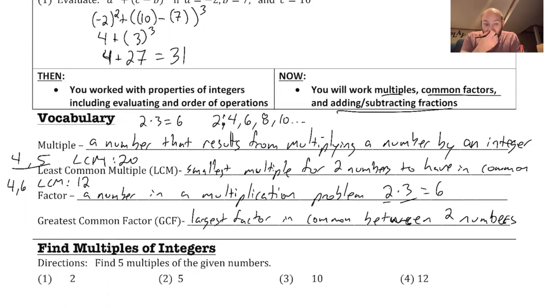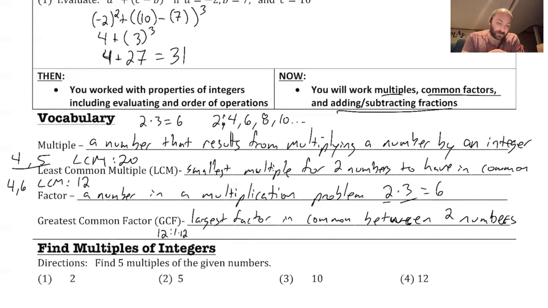Okay, so greatest common factor is the largest factor that's in common between two numbers. And what does that mean? Let's take, for example, 12 and 18. If I think about my factor pairs, like what two numbers multiply to 12? Well, I've got 1 times 12, and I'm going to run out of space there.